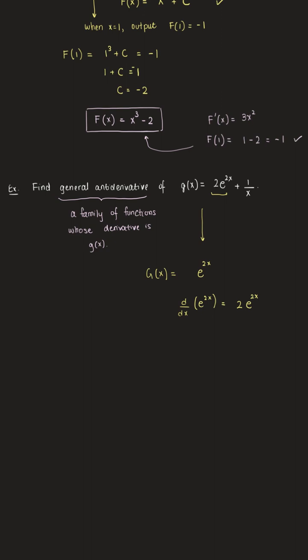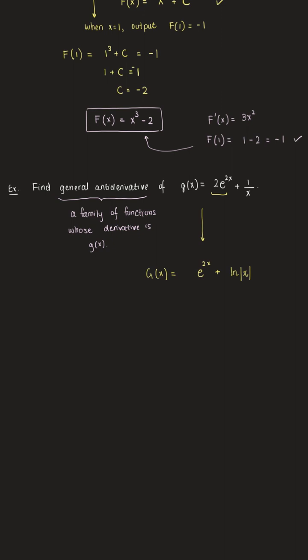And for the second one, what we're going to add, we're looking for a function whose derivative is 1 over x. And so you might remember one function whose derivative is 1 over x is the natural logarithm function, ln x. The derivative of natural log x is 1 over x. And actually here we need absolute value of x because the natural log function can only have inputs that are greater than 0.